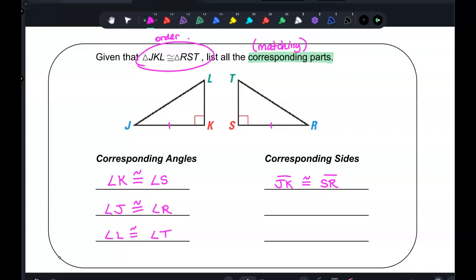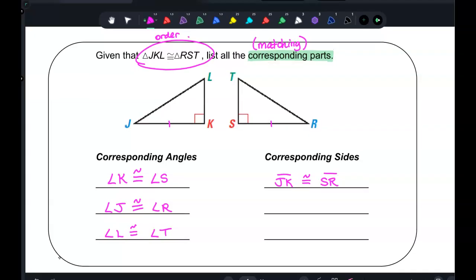Okay. What would be another pair of corresponding sides? KL and ST. Again, you could just look at what's matching in the picture, or you could look at, oh, KL are the last two letters here. ST are the last two letters here. The J and R. Okay, so now the last pair of sides.